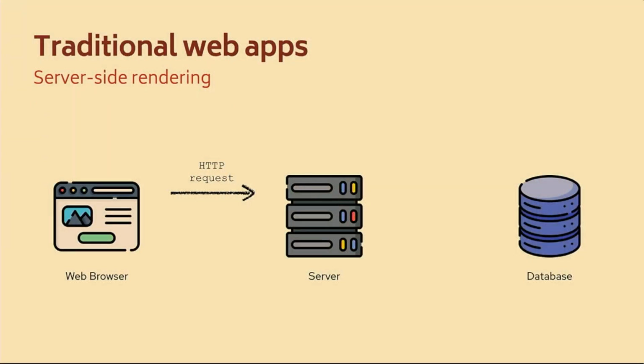Your web browser makes an HTTP request to a server. The server has some software on it that knows how to interpret that request. To fulfill it, it loads some data from a database. It renders an HTML page, which it sends back to the browser, and the browser renders it for the user to see. This has been around probably since the mid to late 90s.